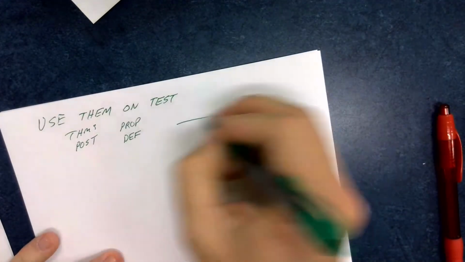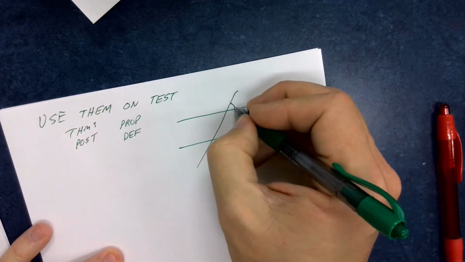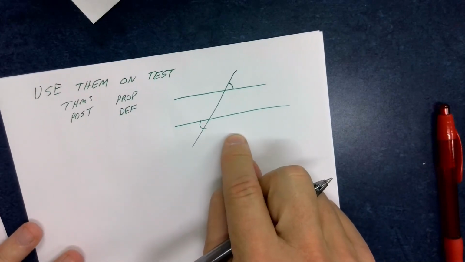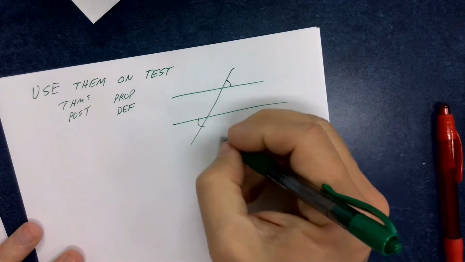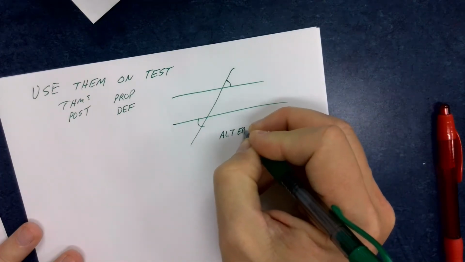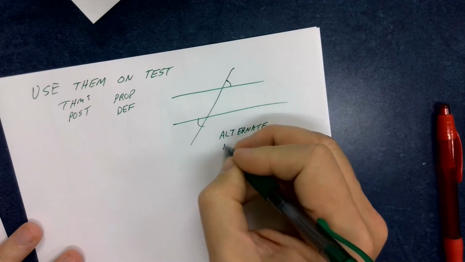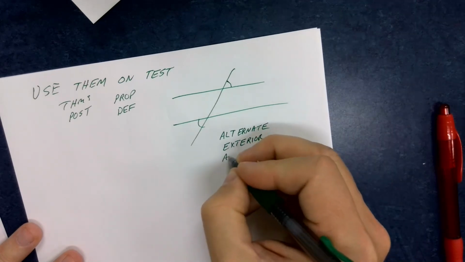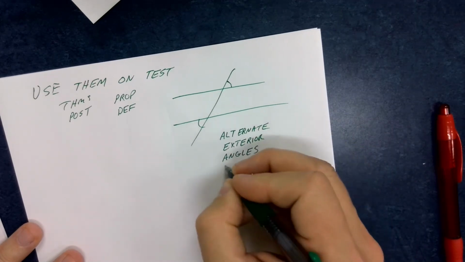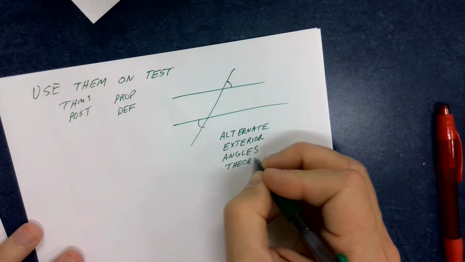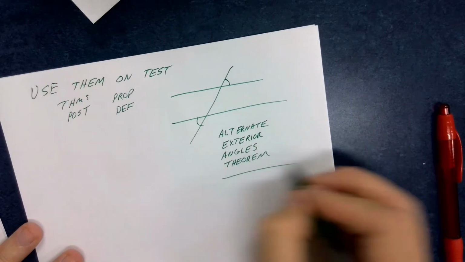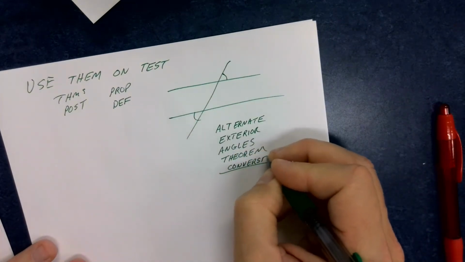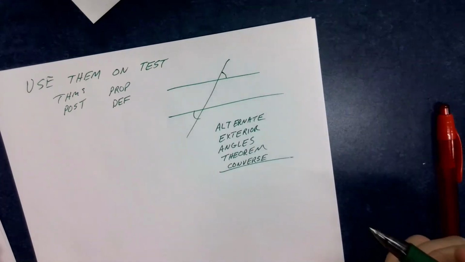There'll be questions like this where I'll ask, are these two lines parallel? And you're going to say, yes, of course they are, because of the alternate exterior angles theorem. We're close, we need one more word. What's that word? Converse. Good deal? Converse. So that's the one that will prove that those two lines happen to be parallel.